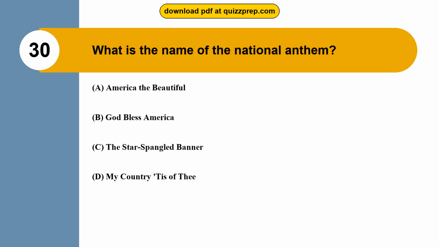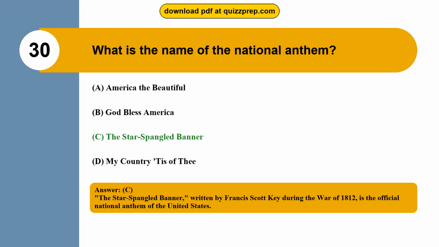Question 30. What is the name of the national anthem? Option A, America the Beautiful. Option B, God Bless America. Option C, The Star-Spangled Banner. Option D, My Country, 'Tis of Thee. The correct answer is option C, The Star-Spangled Banner. The Star-Spangled Banner, written by Francis Scott Key during the War of 1812, is the official national anthem of the United States.